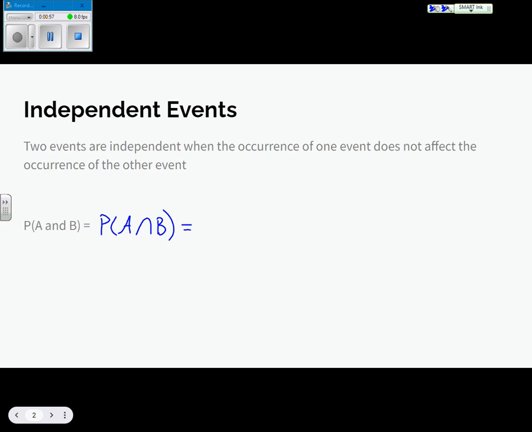But to figure this out, since they're independent, I just simply need to do the probability of A times the probability of B happening. Since they don't have any weight on each other, I can just multiply them. They each can be a factor and just multiply them together. And that would be my answer.